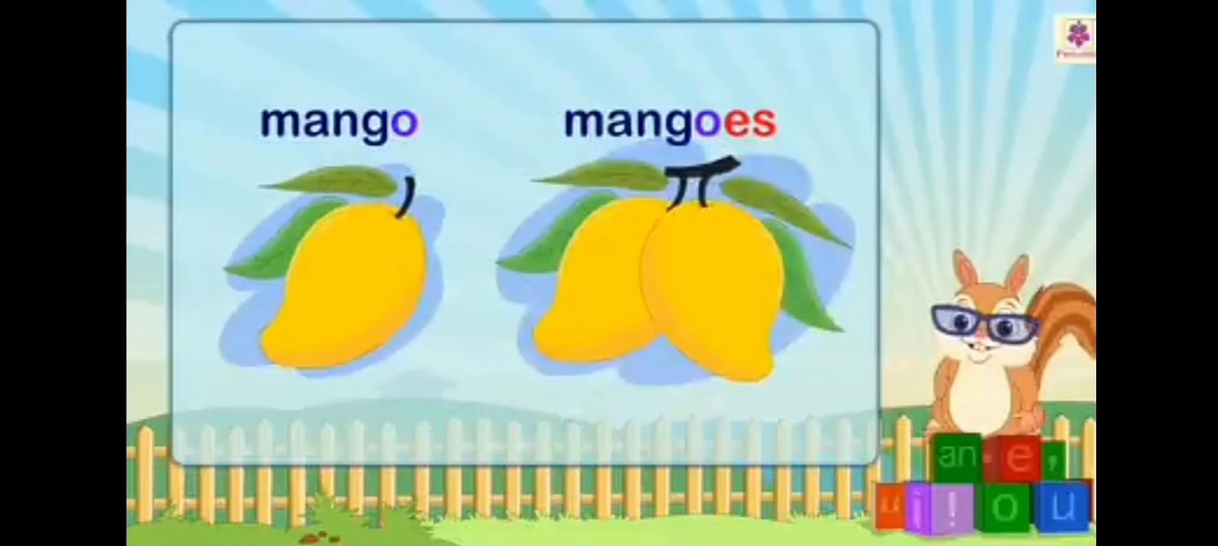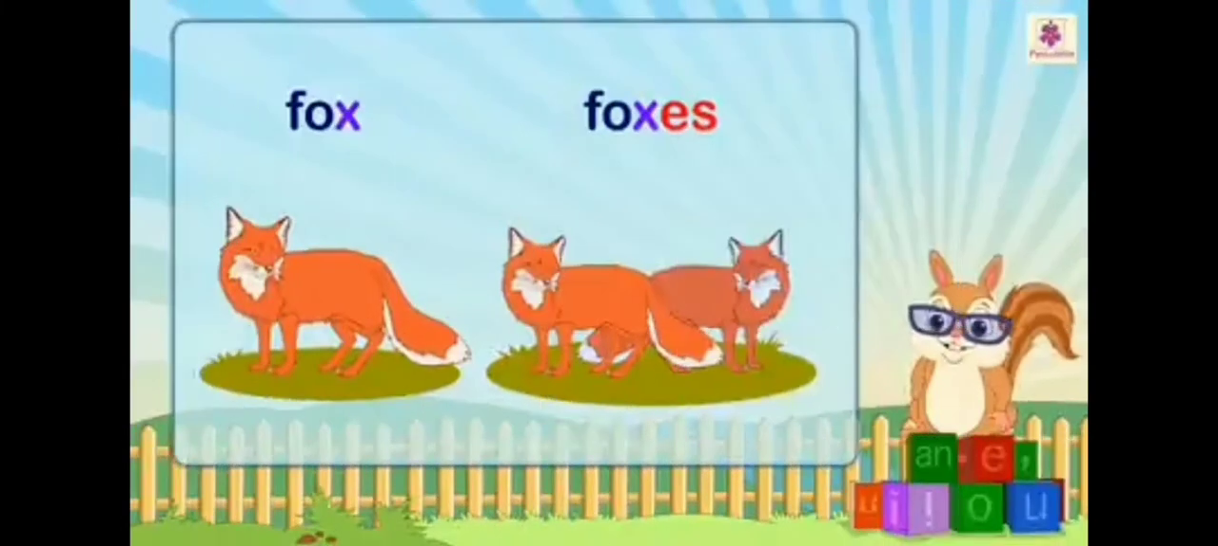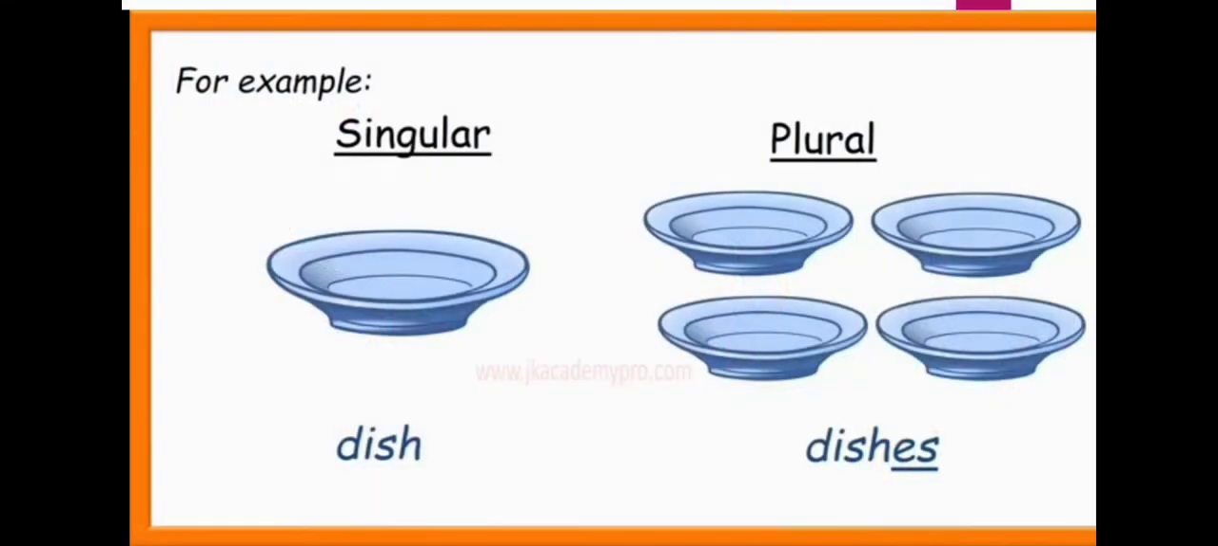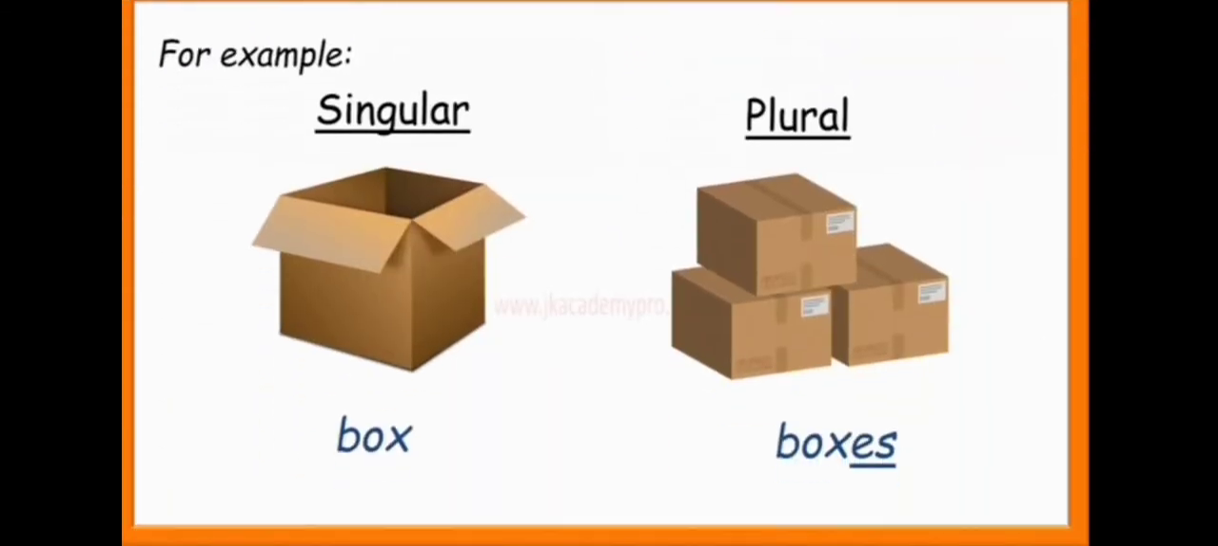Now the singular form of mango changes to mangoes in the plural form by adding ES. Also, the singular form of princess changes to princesses in the plural form by adding ES. The singular form of fox changes to foxes in the plural form by adding ES. Similarly, the singular form of dish changes to dishes in the plural form, and the singular form of box changes to boxes in the plural form.